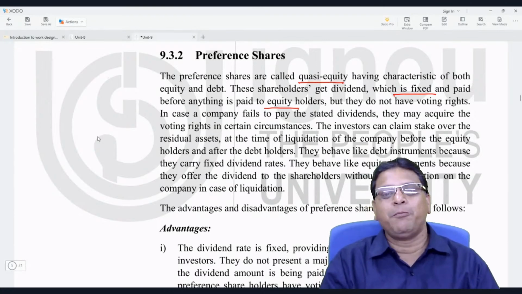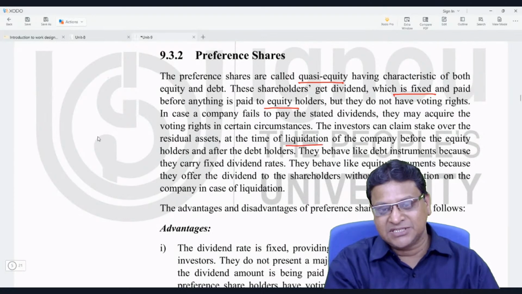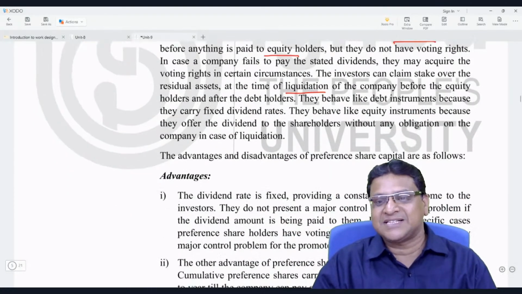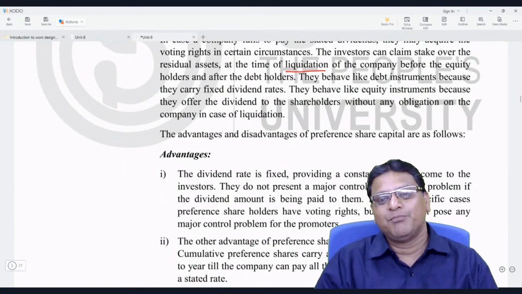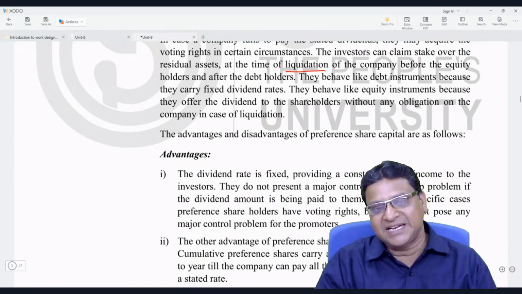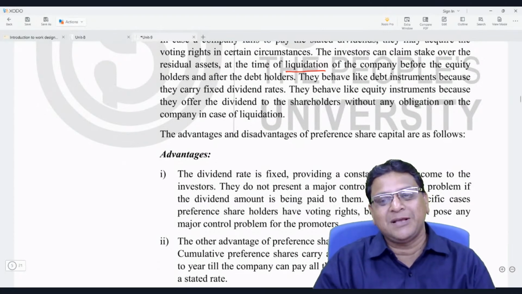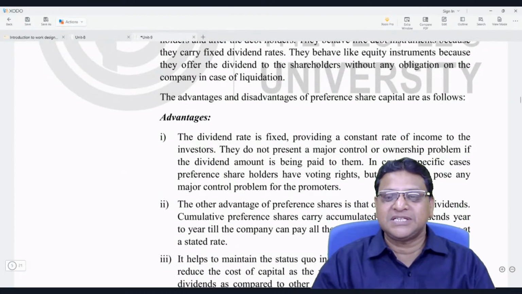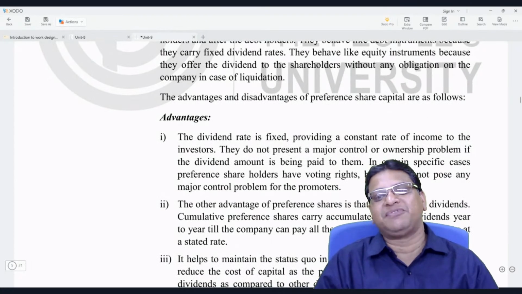The second feature of preference shareholders is that at the time of liquidation, at the time of closure of the company, first the assets are sold and the first payment is made to outsiders. Then the next payment will be made to preference shareholders before making payment to the equity shareholders. Hence, preference shareholders have two unique features.